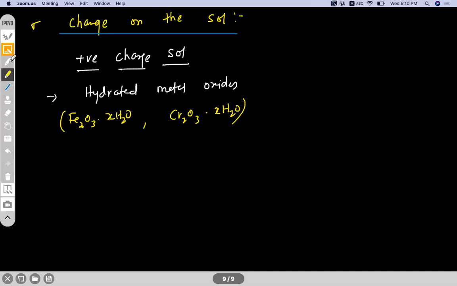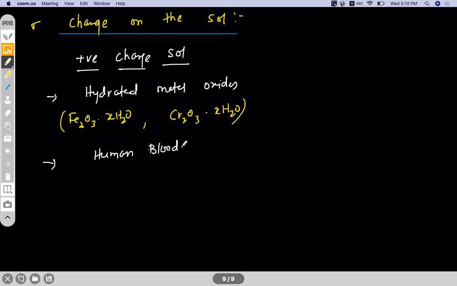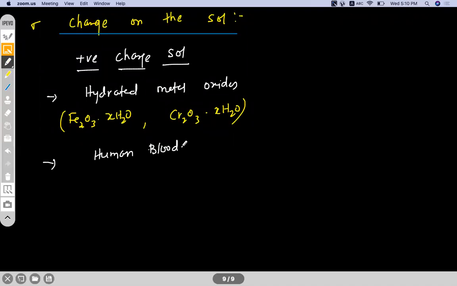Human blood is also a type of colloidal solution. You must have heard the term dialysis, right? What is dialysis? What we do in dialysis? When the kidney fails, they mechanically purify the blood. The impurities are extracted from the blood, isn't it? So the kidney is used to purify the blood basically. We will discuss dialysis also at the end, as a use of the colloidal sol.